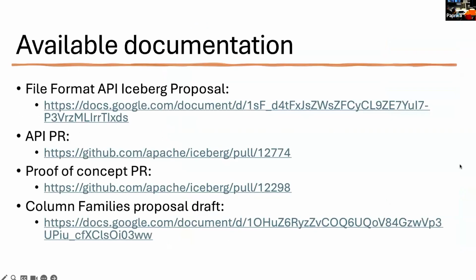I have collected the information here. Here is the proposal, the PRs. There is an API there. And the proof of concept PR is there also, which shows how we can switch out the whole implementation in Iceberg for these. And here is the column families proposal draft as well. That's from my side. If you have questions, I'm happy to answer those.